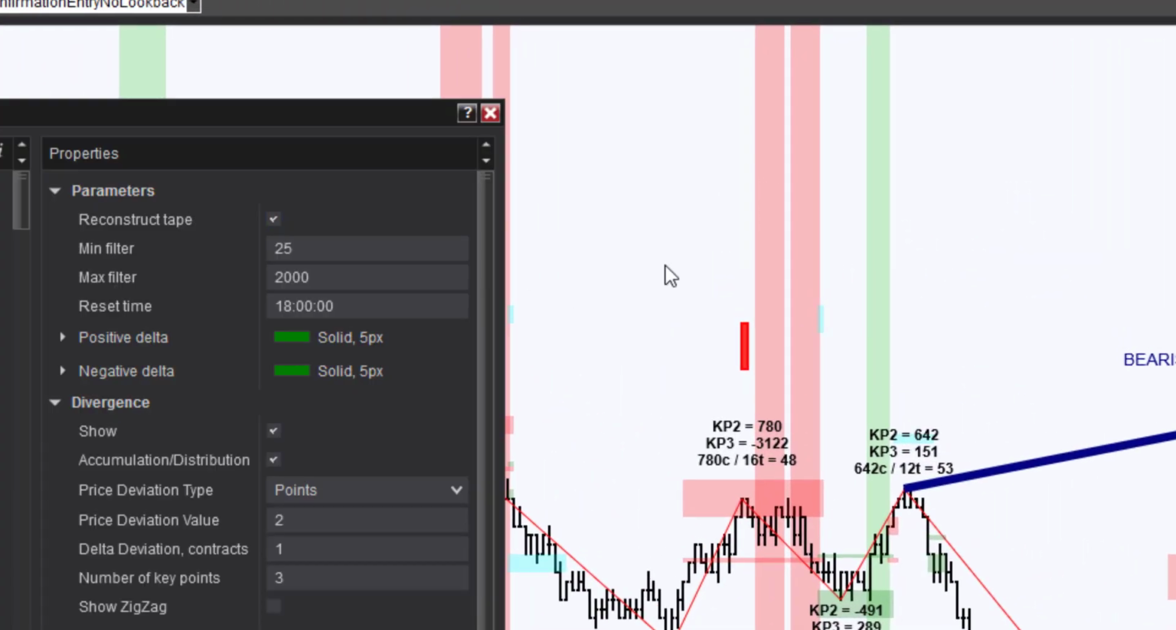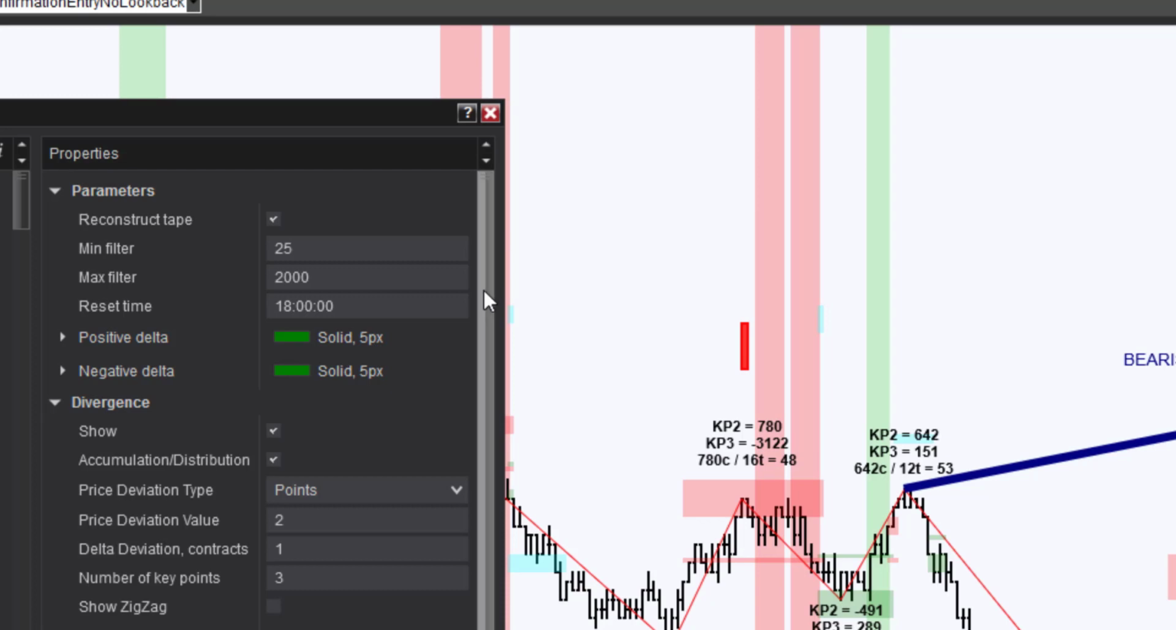The setting that I want to talk about and make everybody aware of is the very first setting, where we reconstruct the tape and look for a minimum filter of 25 contract orders or more. This is something that makes this divergence indicator different, because unlike other software out there that only reports the size of the fill, we're able to go back in and reconstruct the order and look for orders of 25 or more. Now, here's the issue when we do that.